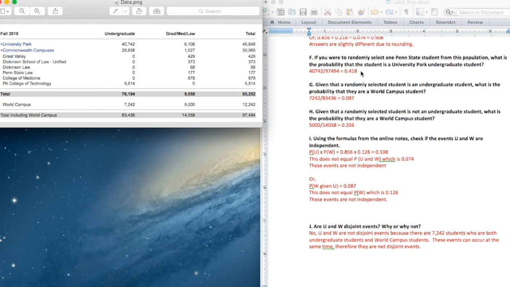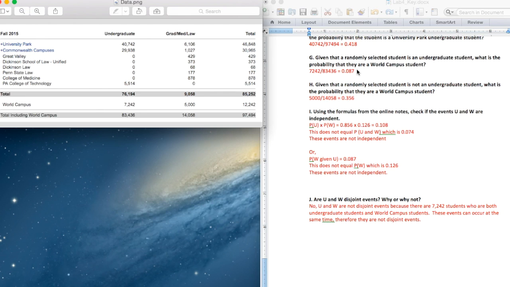Question F. If you were to randomly select one Penn State student from this population, what is the probability that the student is a University Park undergraduate student? So we're computing another intersection here. The intersection of University Park and undergraduate student. Again, University Park, undergraduate student. The easiest way to do this is to take the number from the table. So 40,742 out of the overall total gives you 0.418.